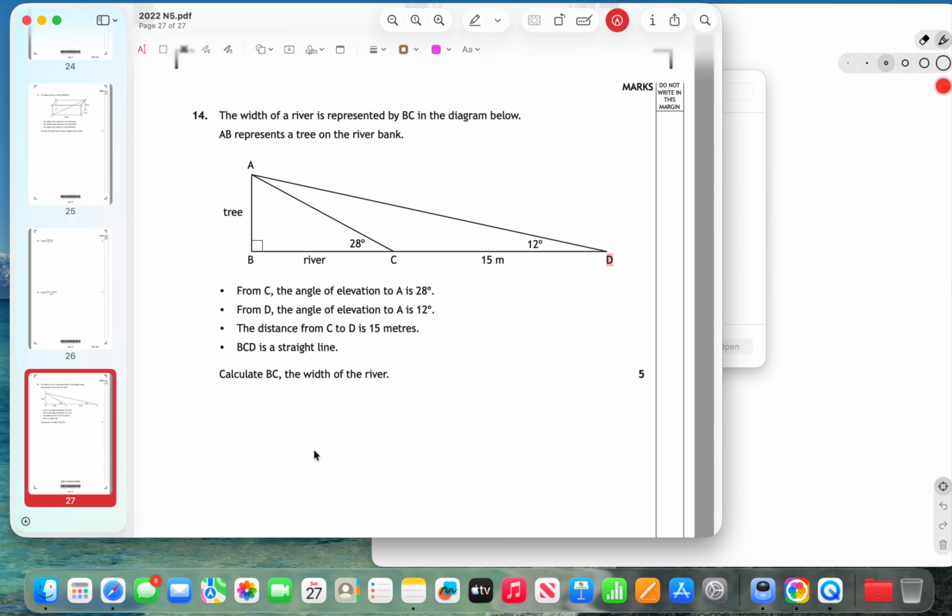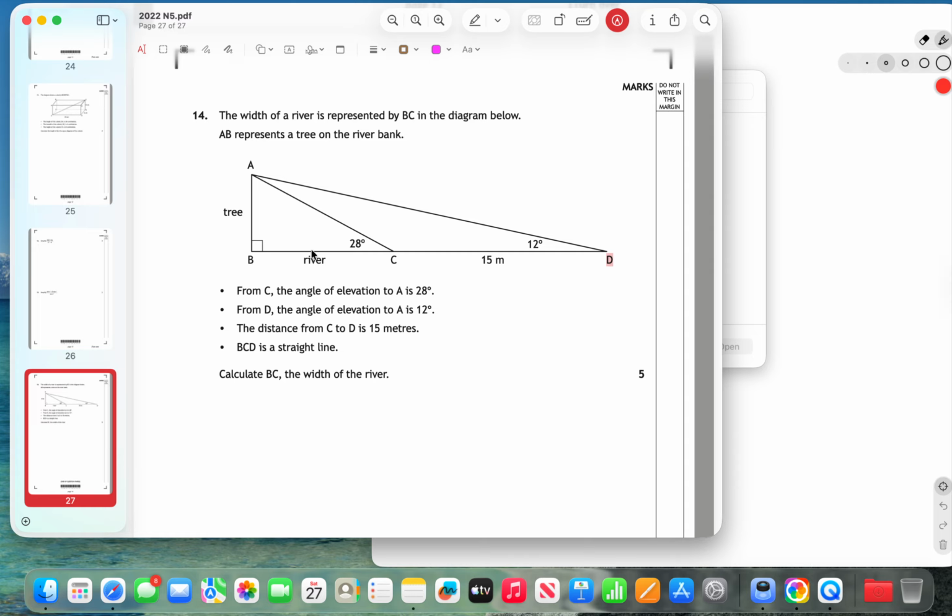2022, Paper 2, Question 14. We have to find the side BC, and we have this complicated looking diagram, and we're told about the angles of elevation. If you want to pause the video and have a go at it yourself, but otherwise I'm going to continue. This one is a challenging question.